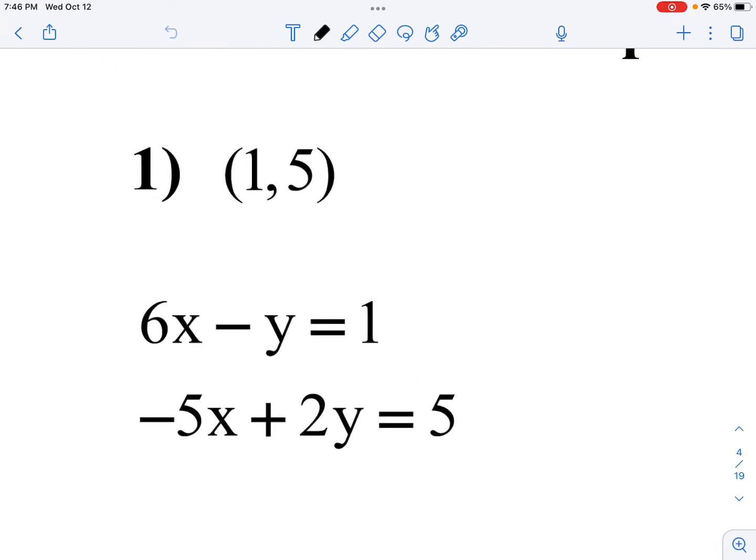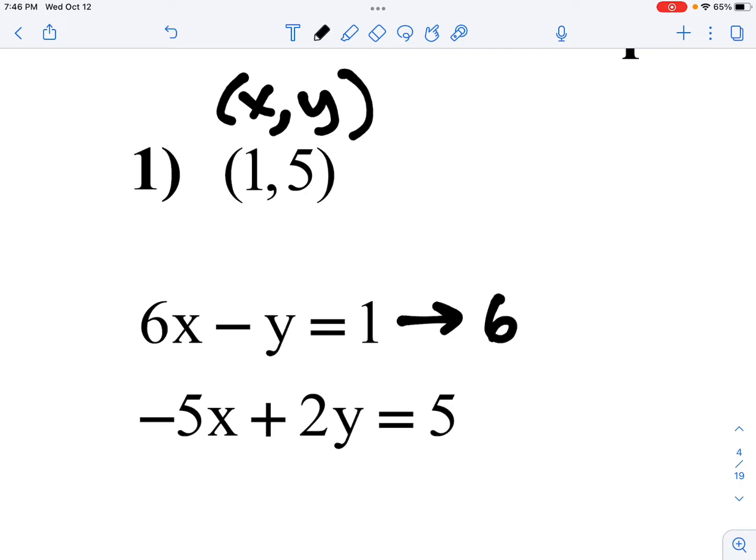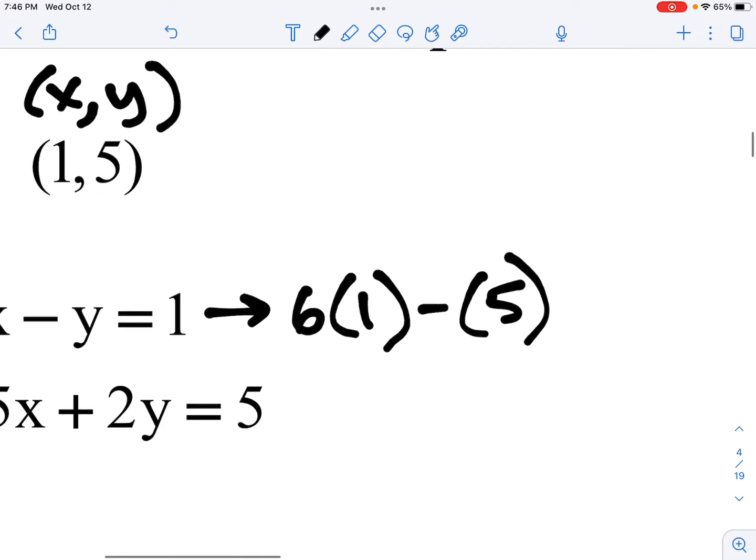Just remember, every time you're given an ordered pair, it's always given as x comma y. So what I'm going to do with the x value is plug it in here. And what I'm going to do with the y value is plug it in here. And I'm asking myself, does this equal 1 when I plug in all of those numbers? So I'm going to plug in the 1 for the x, minus 5. Does that equal, with a question mark, 1?